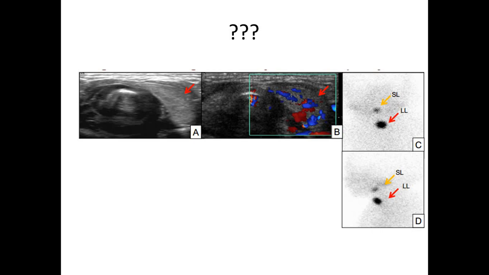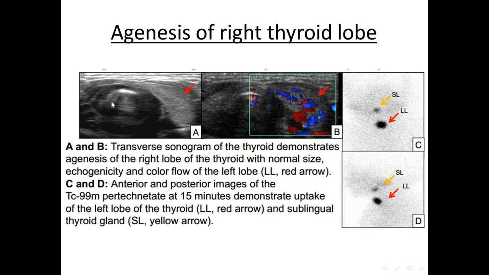It should be one of the variations that we have learned, nothing else. Okay, this is a coronal image. So this is the left lobe. What about the right lobe? It's not there. So this is a case of agenesis of the right thyroid lobe.